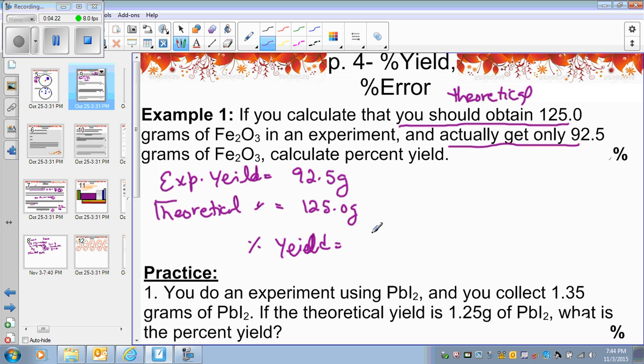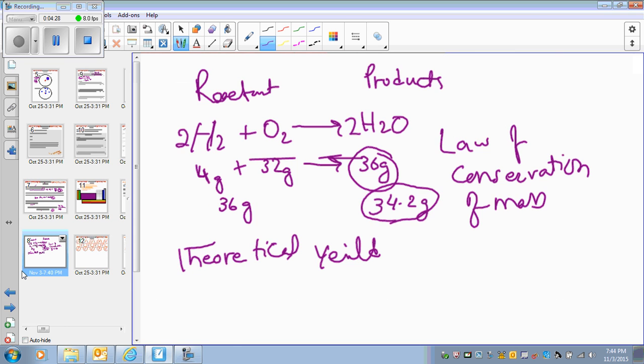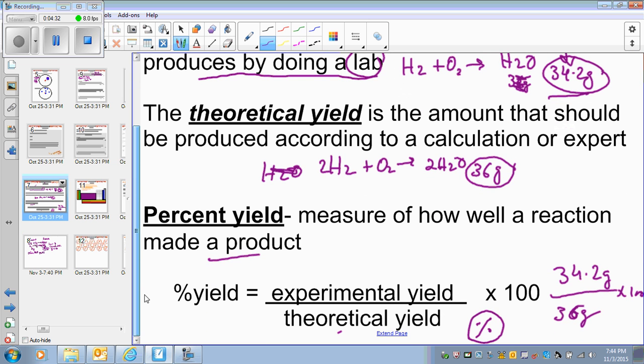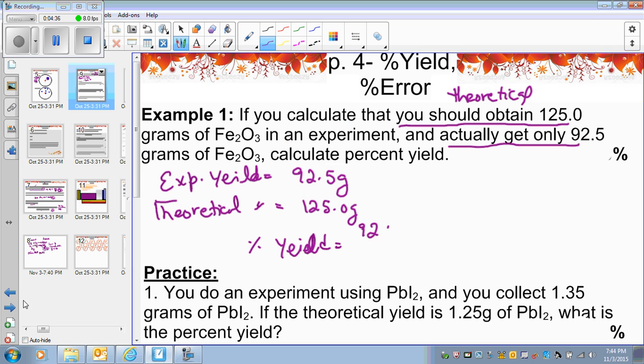So to calculate the percent yield, I will do experimental divided by theoretical times 100. You see here, here was the formula, experimental divided by theoretical times 100. So experimental is 92.5 divided by theoretical times 100. Okay, and that is your answer.